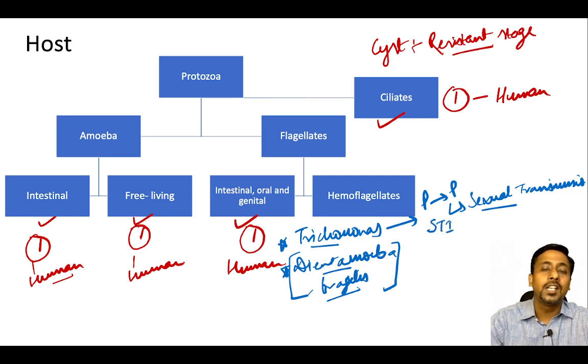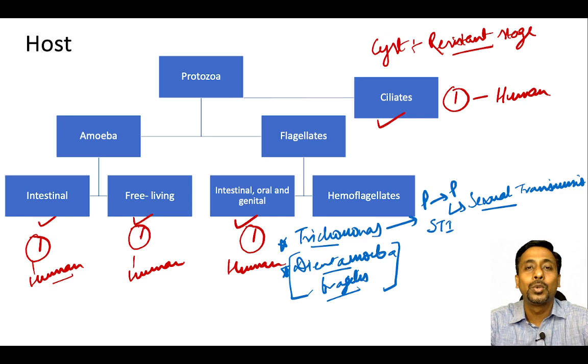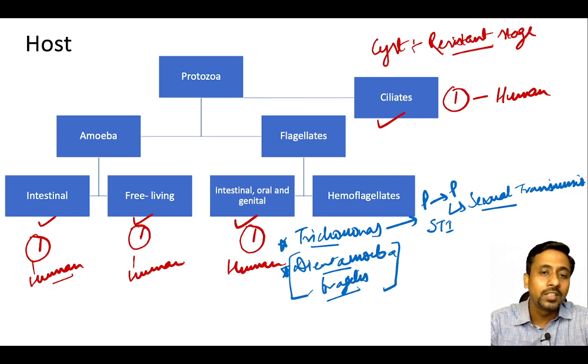So Trichomonas vaginalis, because it is located in the vaginal tract, can be transmitted person to person through the sexual mode, and that is why it is an important cause of sexually transmitted infection. All these lumen dwelling flagellates, amoebae and ciliates have only one host. These are not transmitted sexually; they are transmitted through the fecal-oral route, and this one is transmitted sexually.